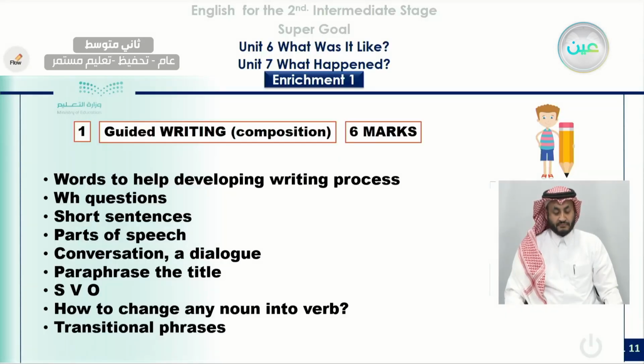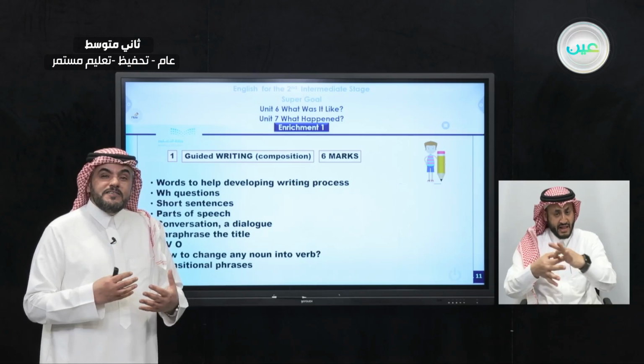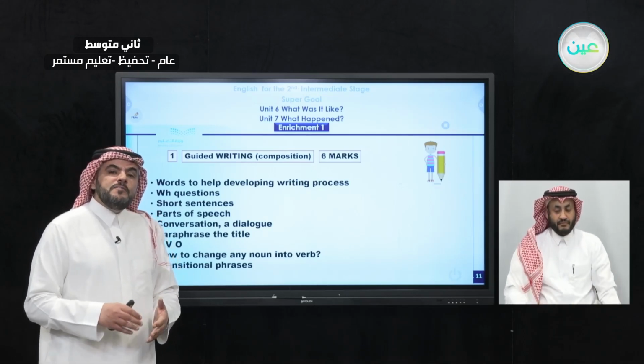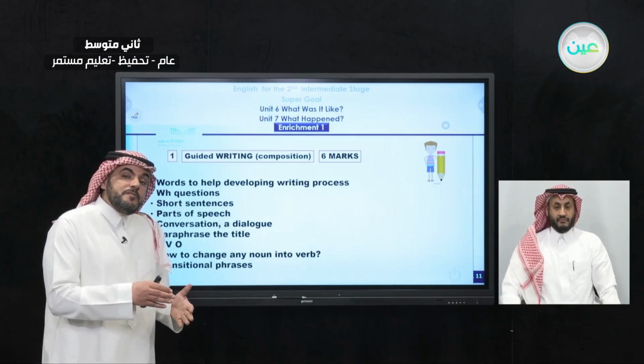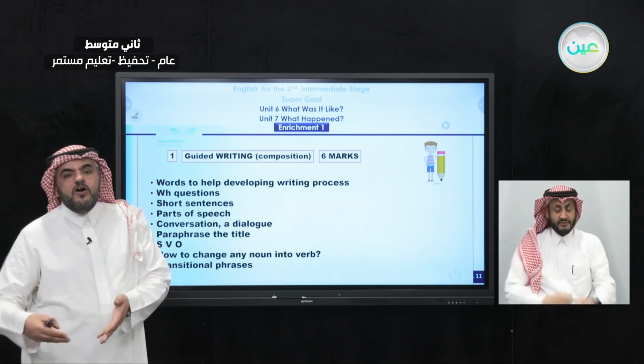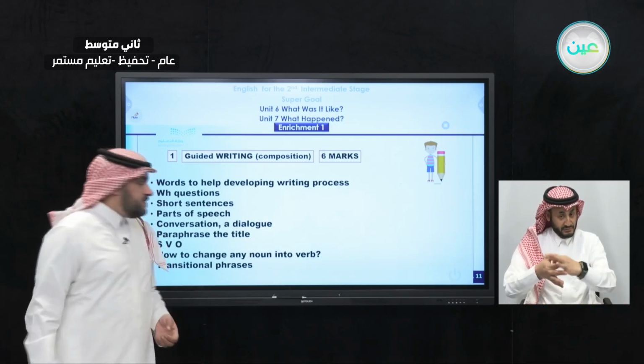Also, you will need sometimes to learn or to memorize some transitional phrases, to join between sentences, to make coherence. For example, as a result, you can precede a phrase like as a result, and you put a comma and you write your sentence. That will help to connect sentences.